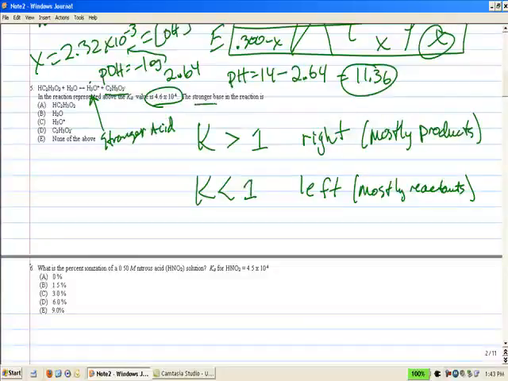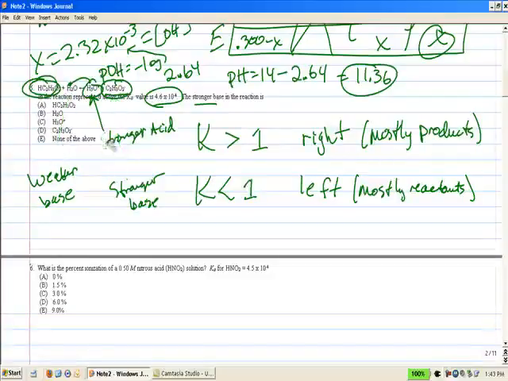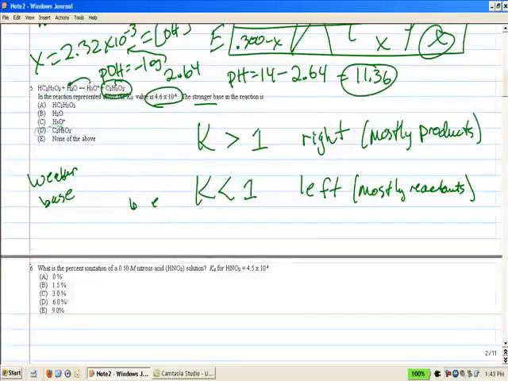The question is, which one's the stronger base? And the key is knowing that the stronger the acid is, the weaker its base. So a strong acid produces a weak base. So if this is the weaker of the two acids, what we know about its base is that it must be the stronger base, simply because the acid that it comes from is weaker than the other acid. So the stronger the acid, the weaker the base that it forms. So therefore our answer must be answer D, the acetate ion.